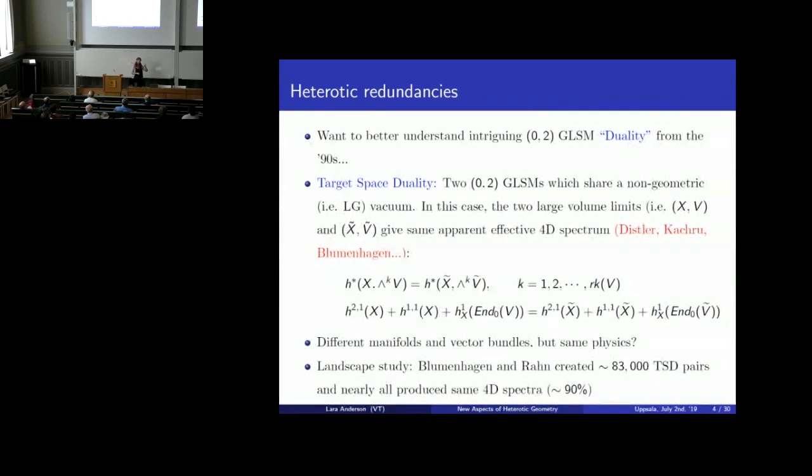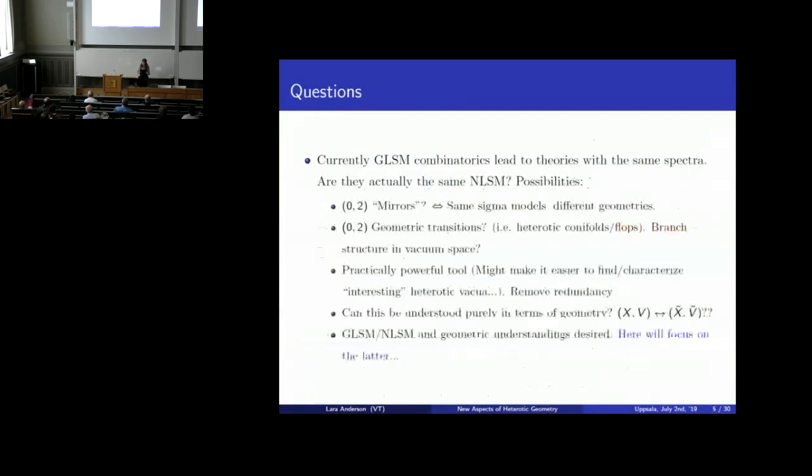This is not understood at the level of a string duality. This is not yet understood at the level of a nonlinear sigma model or any automorphism of the string worldsheet, and it's not understood yet at the level of geometry. So I want to come at it from a geometric point of view in this talk. So the questions: the GLSM combinatorics that I'm about to tell you about lead to theories with the same spectra. Are they actually the same NLSM?